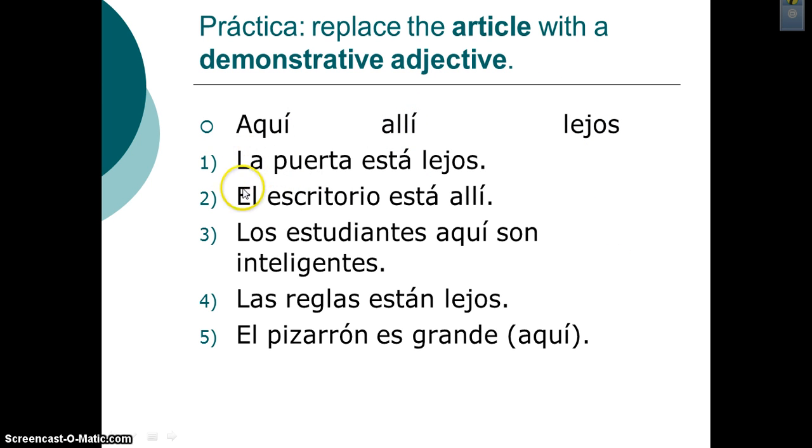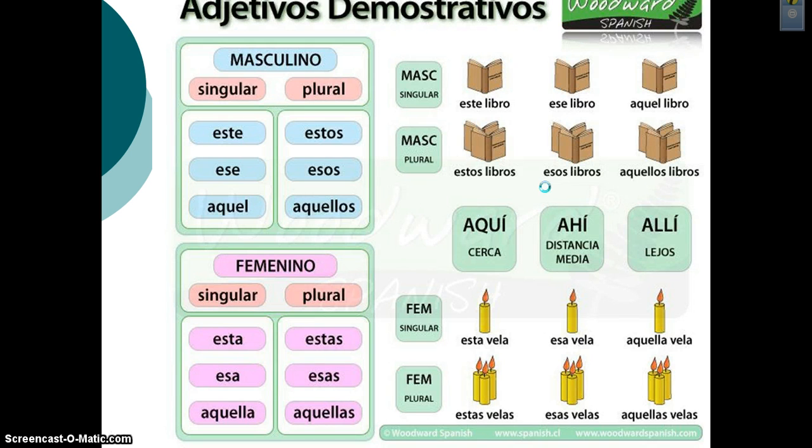How would you replace? For example, number 1, la puerta está lejos. So this is going to be my aquel, aquella category. Puerta is feminine and singular, so aquella puerta está lejos. And that would be my new form. That door way over there is far. So do the same thing with 2 through 5 and see if you can figure out what demonstrative adjective should replace each context.